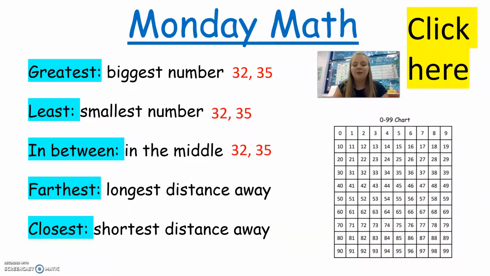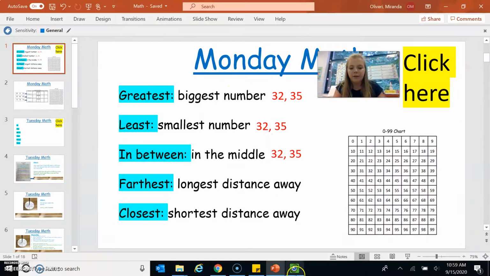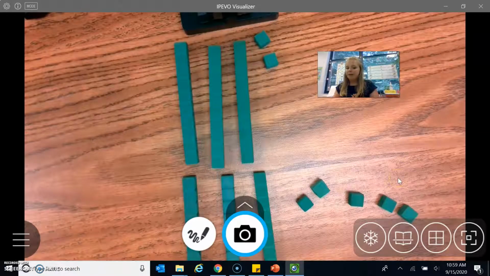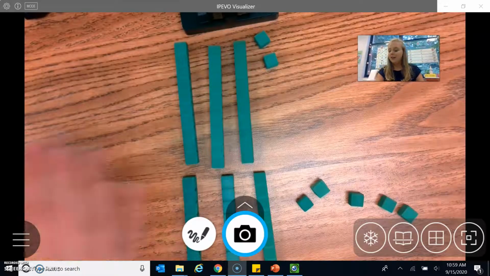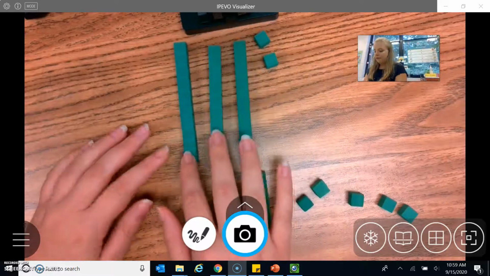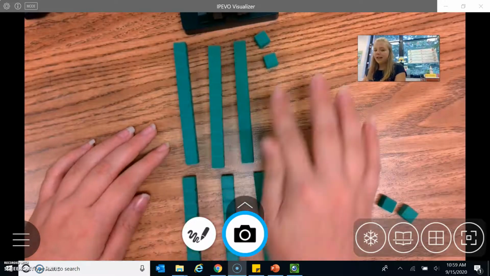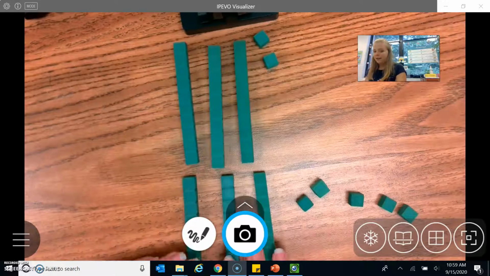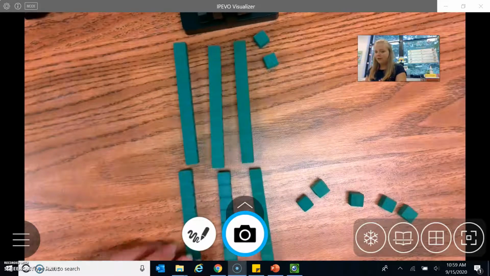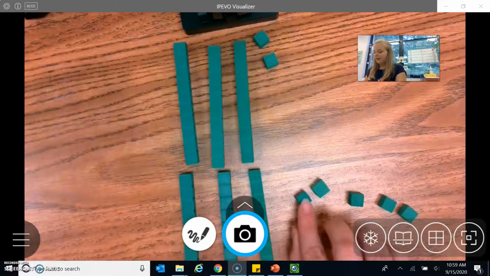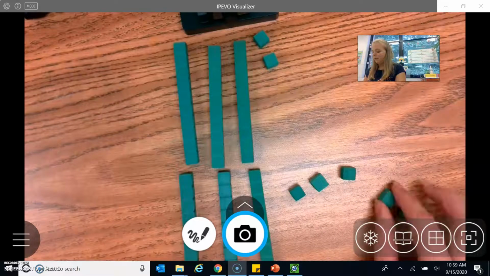I'm going to show you how we can see that with base 10 blocks. So my two numbers are 32 and 35, okay? So here I've made them with base 10 blocks, okay? Here I have 32, I have 10, 20, 30, I have 3 groups of 10 and 2 ones, and then down here I have 35, which is 3 groups of 10s and 5 ones, okay?